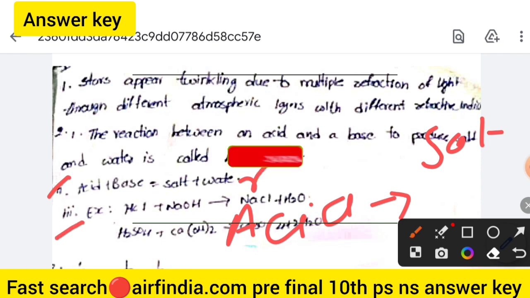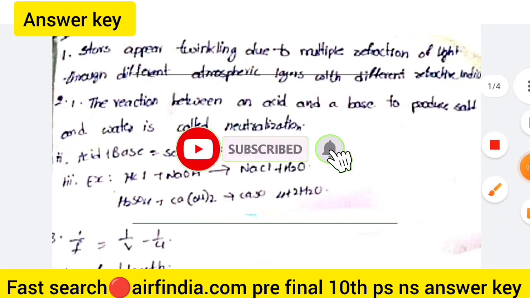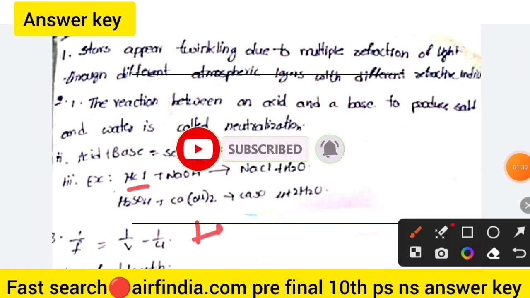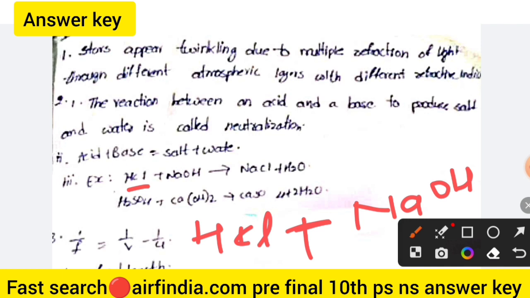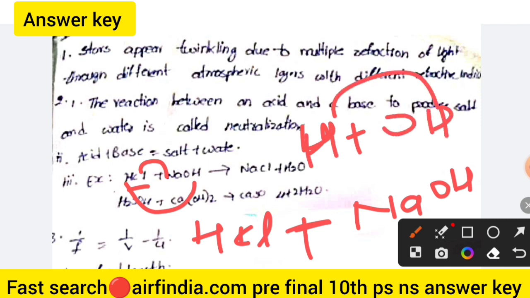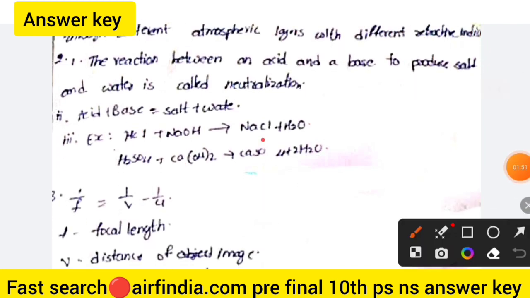Okay, so here is an example. First, the acid is HCl, hydrochloric acid, and the base is NaOH, sodium hydroxide. So it gives NaCl and H plus OH. H and OH combine to form H2O. So that's why NaCl plus H2O is formed. So this is your answer.